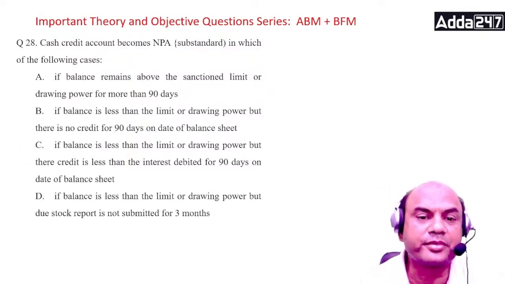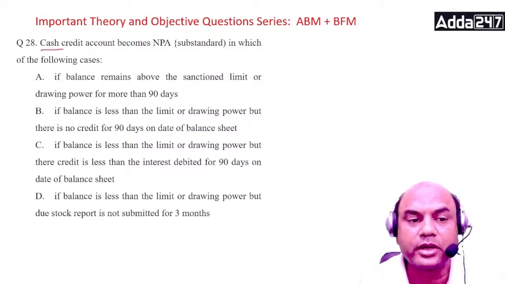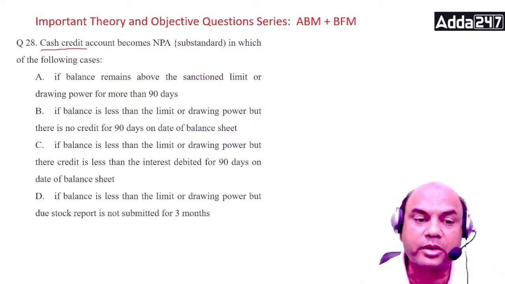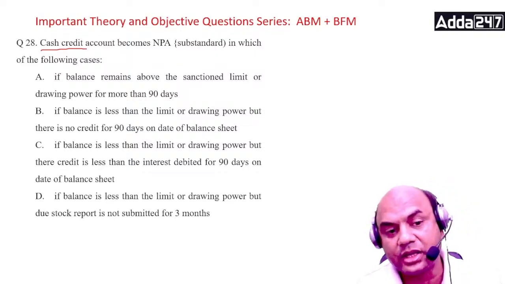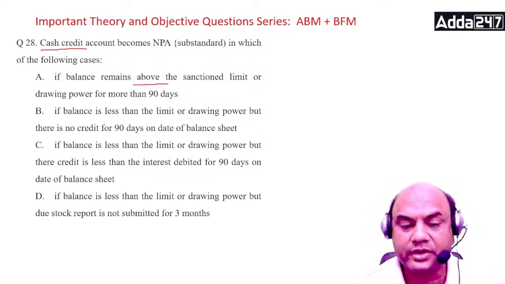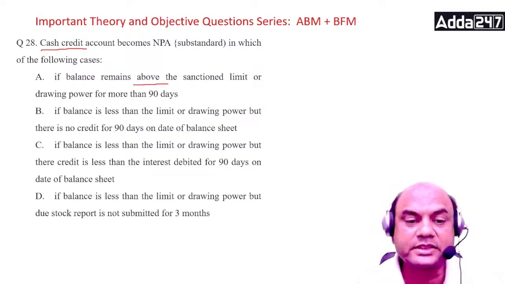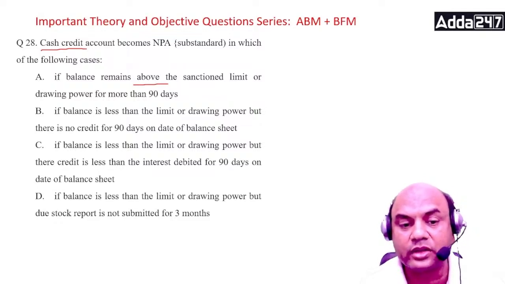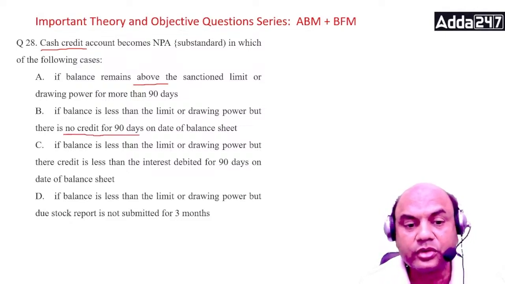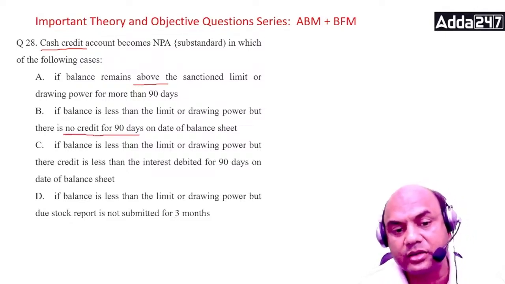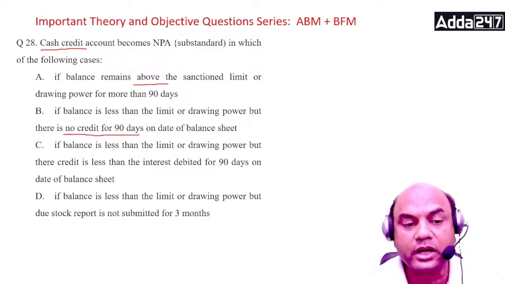A cash credit account becomes NPA substandard in which of the following cases? When does a CC account become NPA? If the balance remains above the sanction limit or drawing power for more than 90 days. Above the sanction limit, or the DP, whichever it is. If the balance is less than the limit or the drawing power, but there is no credit for 90 days on the date of balance sheet. So the limit is within the DP only, but no credit.